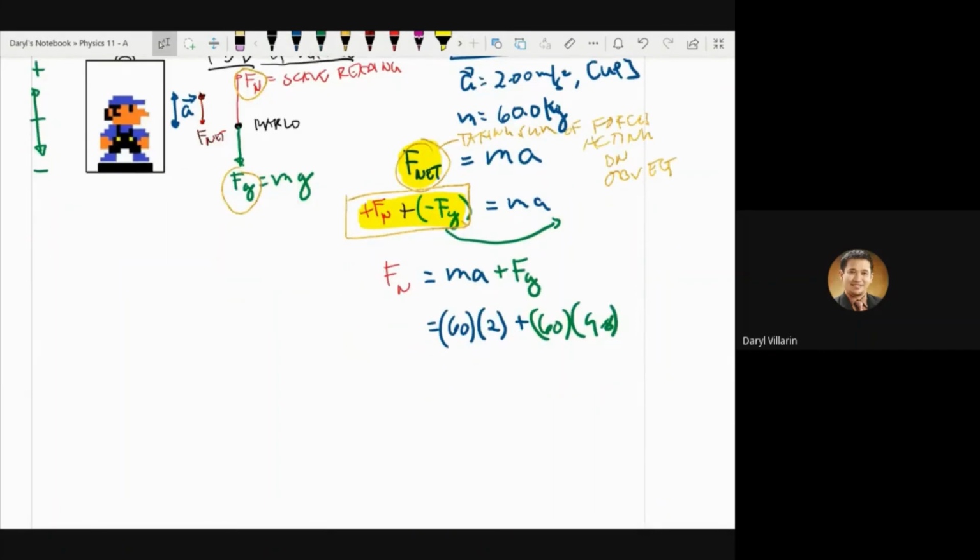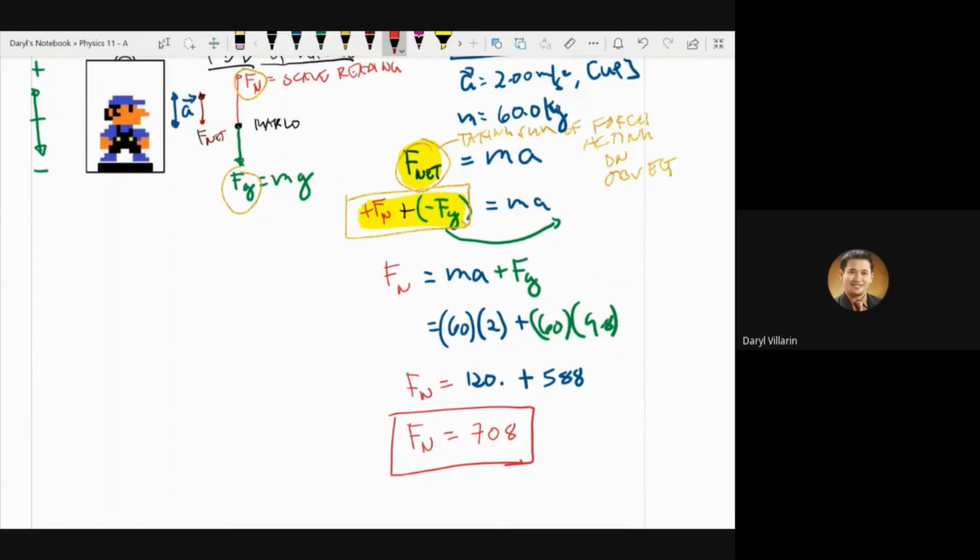Okay, so Fn therefore is equal to, so this is just 120 plus 60 times 9.8, which is 588. Okay, so that gives you Fn is equal to 708.